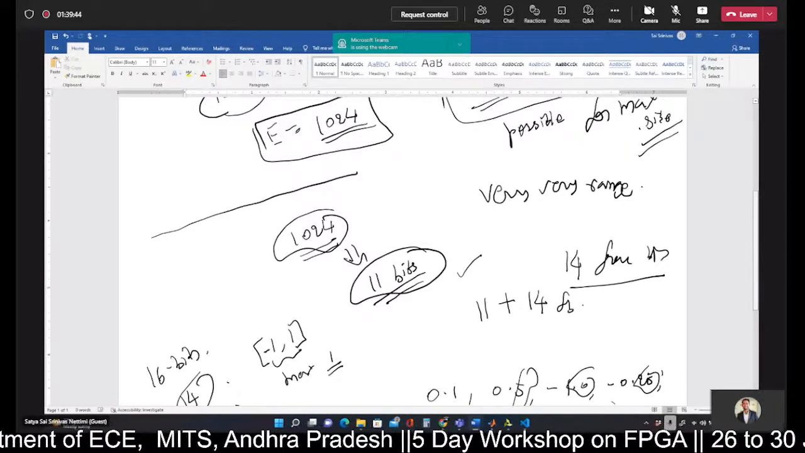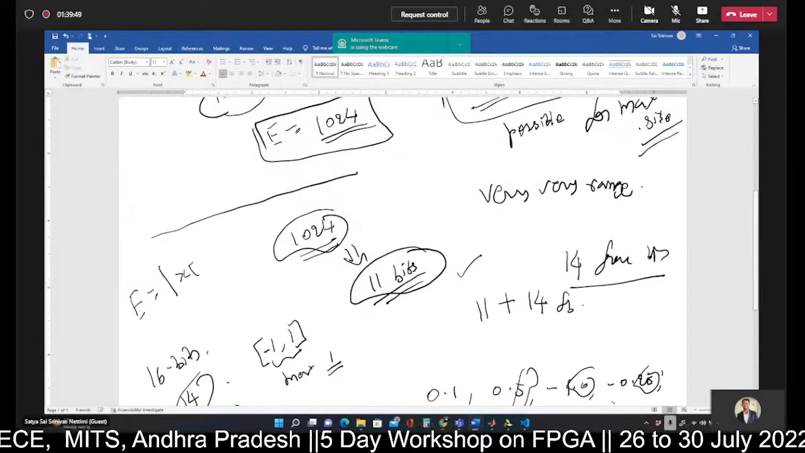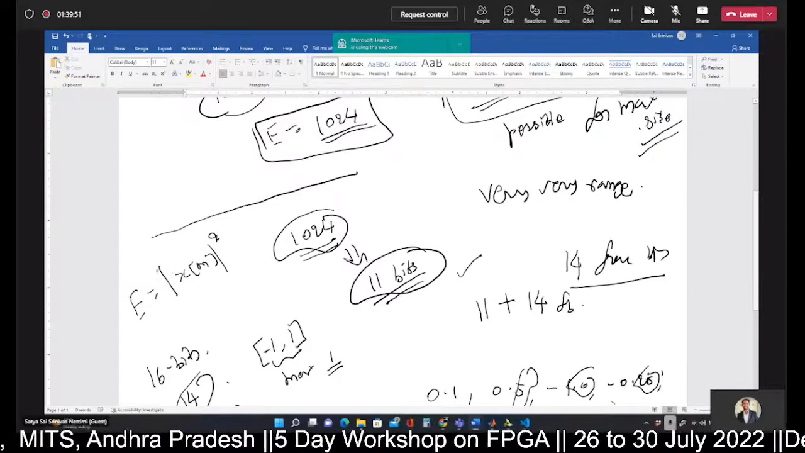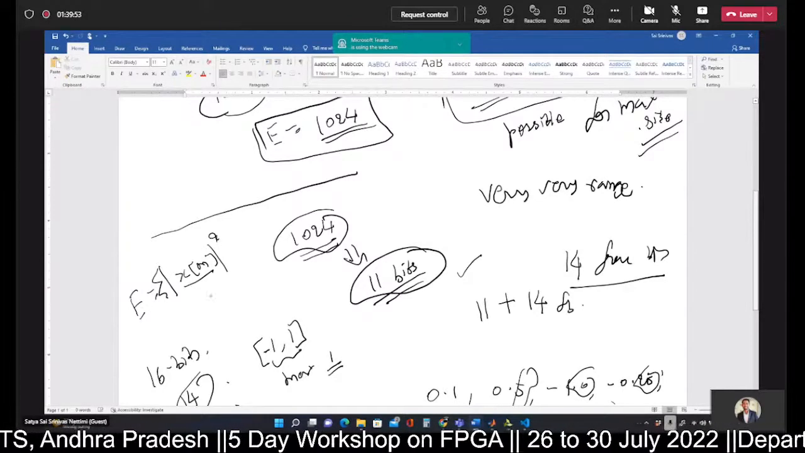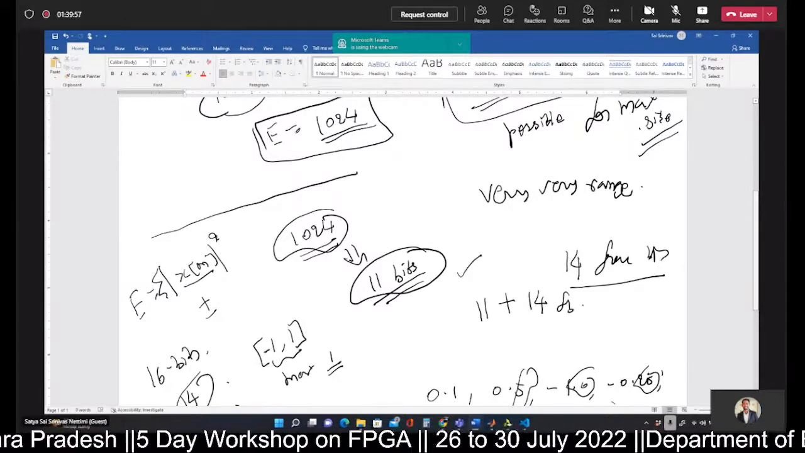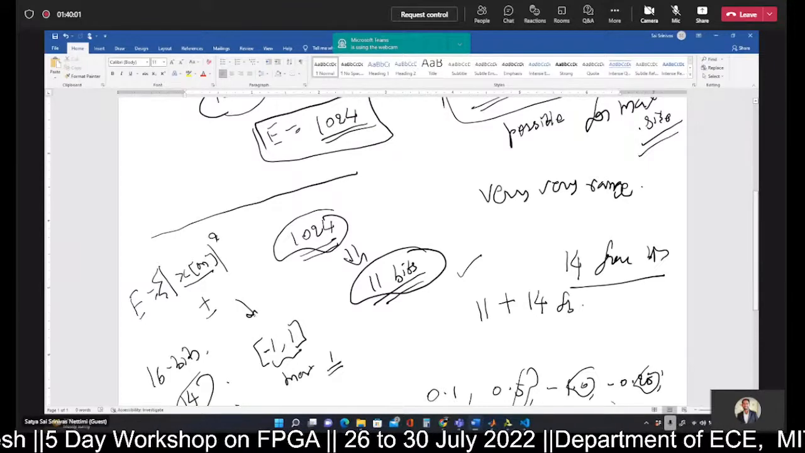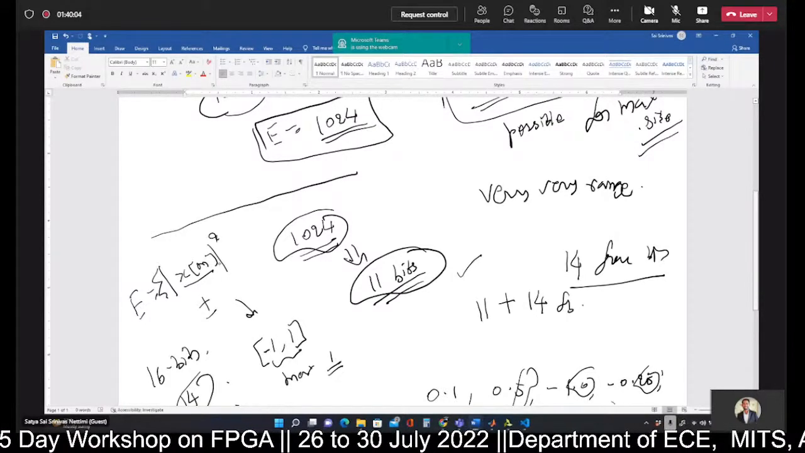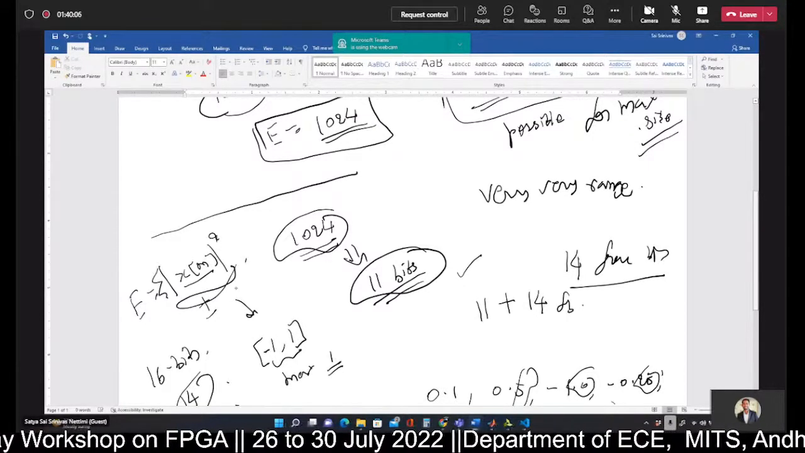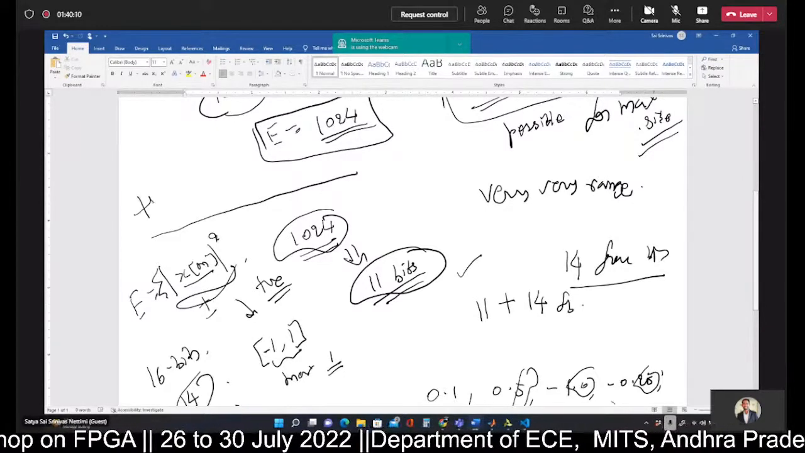And as you can see here, the energy formula is E equals the summation of modulus of x of m whole square. Though x of m is positive as well as negative, since the range is from -1 to 1, whenever you square it, the resultant value will always be positive, and the energy value is also positive.